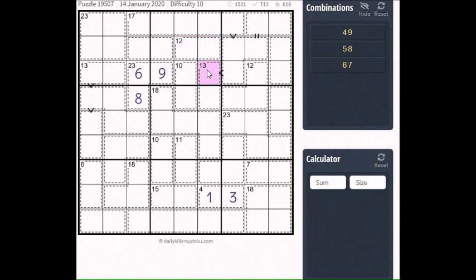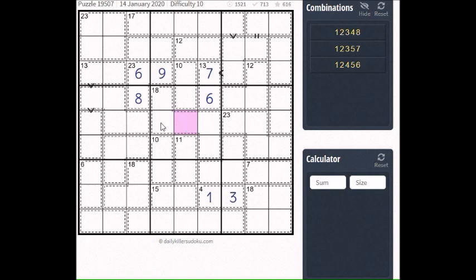So note that the 13 cannot, this cell cannot be 4 because of the 4 here, cannot be 5, cannot be 6, cannot be 8, and cannot be 9. So this is 7, and this would be 6.